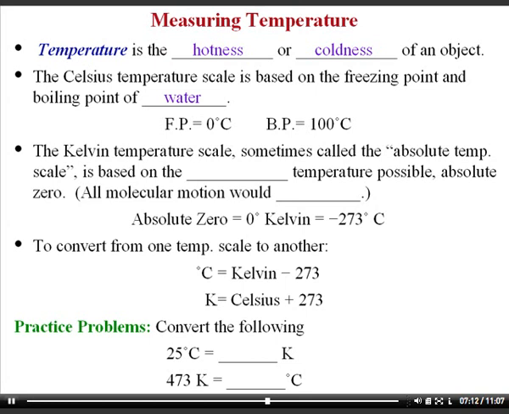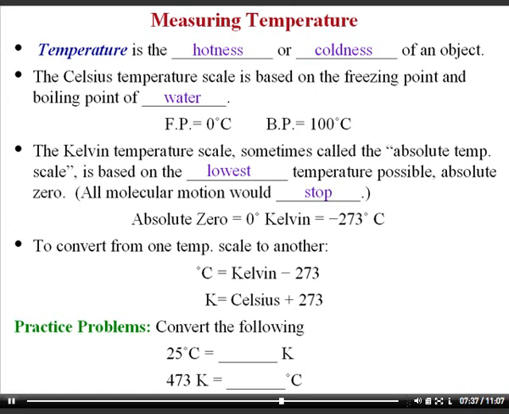So they had to come up with a scale that doesn't involve 0 as a realistic temperature or negative numbers as temperatures. So the Kelvin scale is actually based on the lowest possible temperature that you can ever have, and it's called absolute 0, and that's technically the place where all molecular motion would stop. Now it's a theoretical temperature.